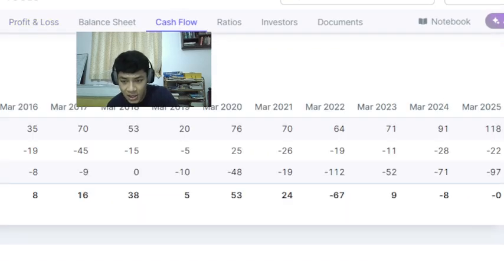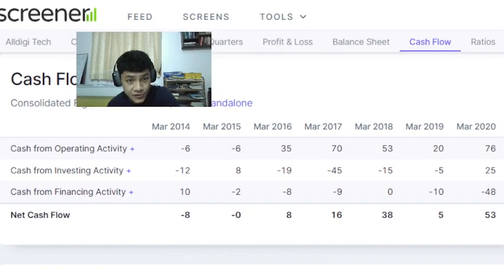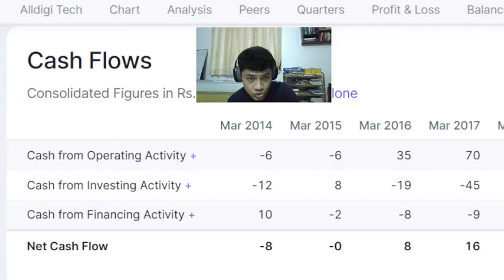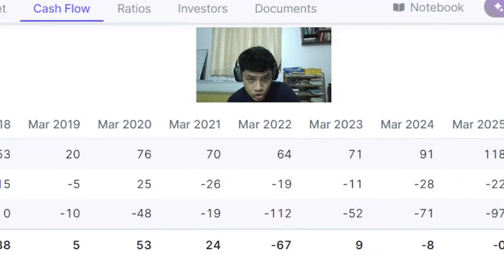Last thing to take a look at are cash flows. Okay, cash flows from operating activities. We will take a look at this. Pay attention to the top line. Last few years.